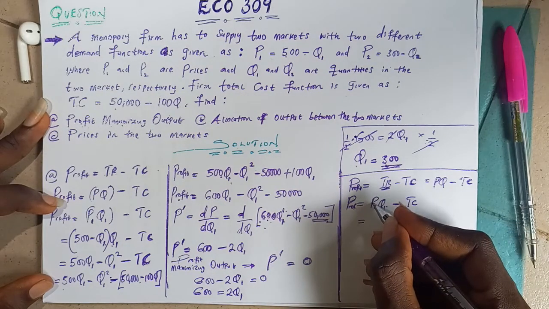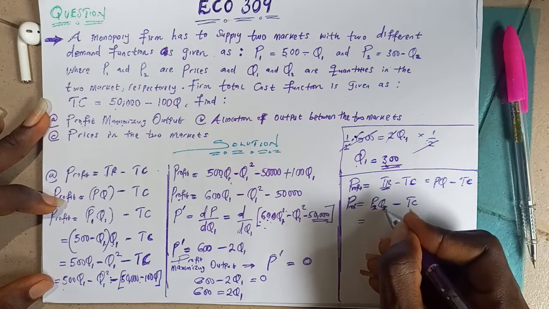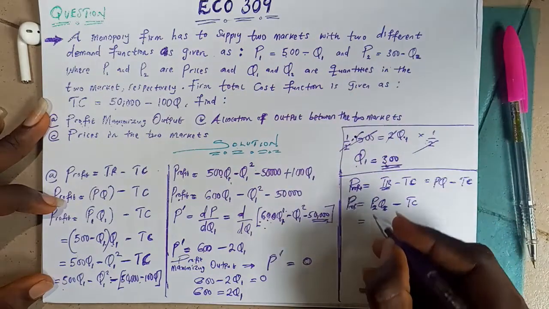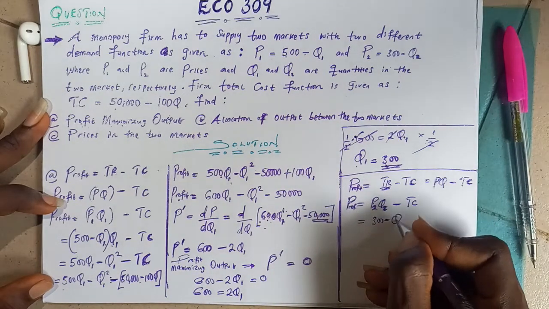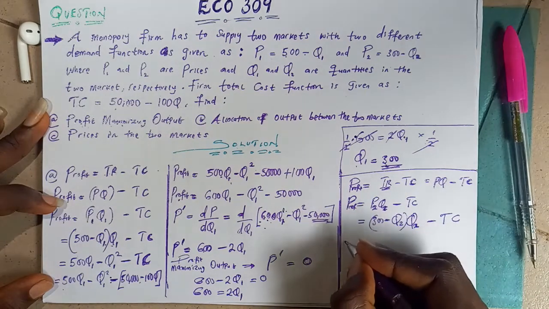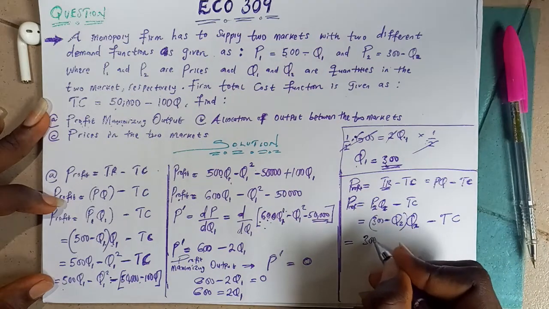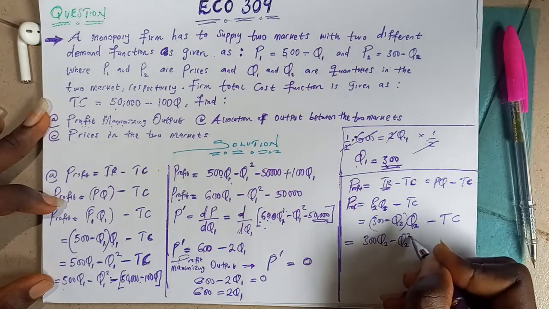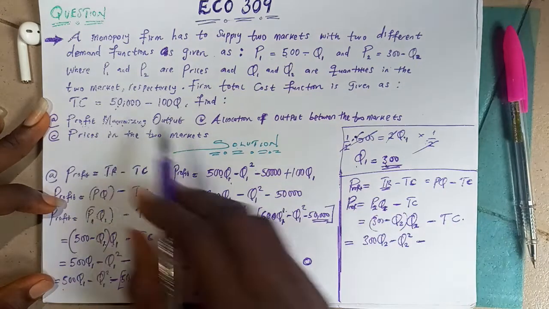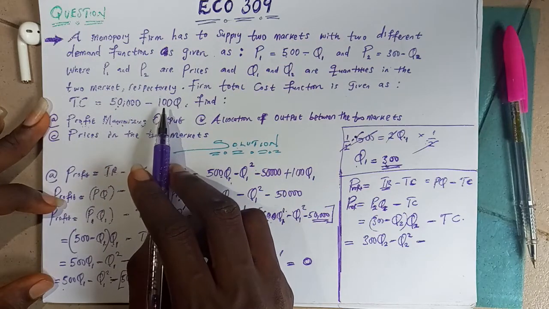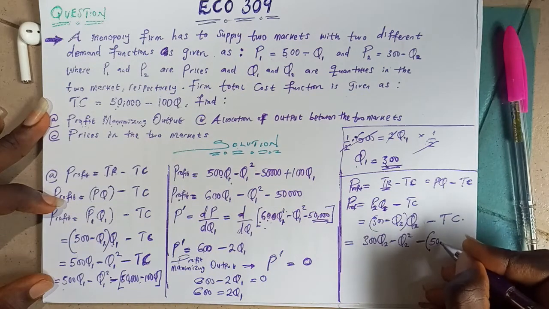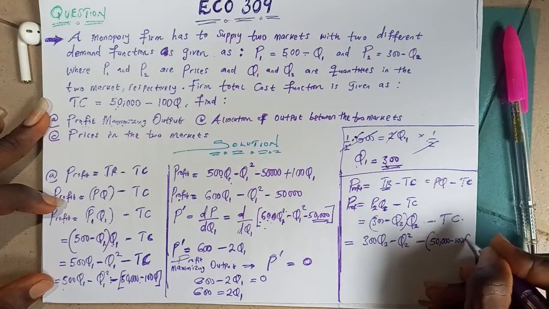And sorry, I'm dealing with the second one, P2 Q2. I've gotten Q1 already, so I want to deal with the second price. The second price is 300 minus Q2. Then I'm dealing with the second quantity times Q2, then minus the total cost. By the time you open up this bracket, you end up having 300 Q2 minus Q2 squared, then with a negative sign of TC. TC is 50,000 minus 100Q. Now I'm dealing with the second quantity, so I'll represent this Q as Q2. So I'll end up having 50,000 minus 100Q2.